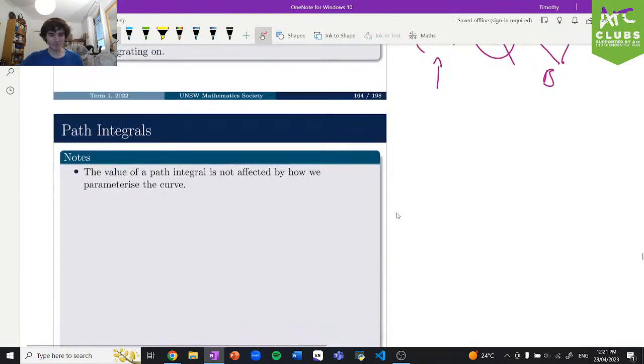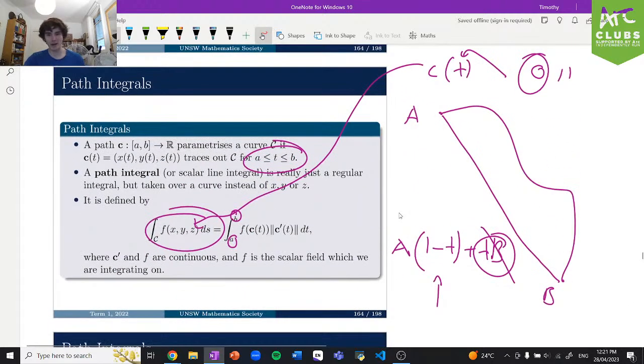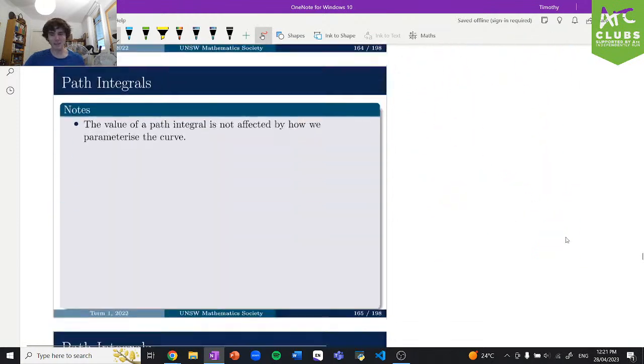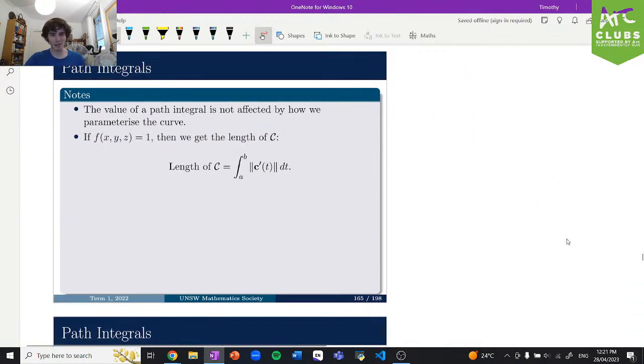Okay, path integrals. Note that the value of the path integral is not affected by how we parameterize the path. In fact, as we'll see, sometimes it doesn't even matter what the path is itself. So for example, if f of x, y and z is equal to 1, then we can get the length of C. One really nice integral that you get is that formula that you may remember from 1B.